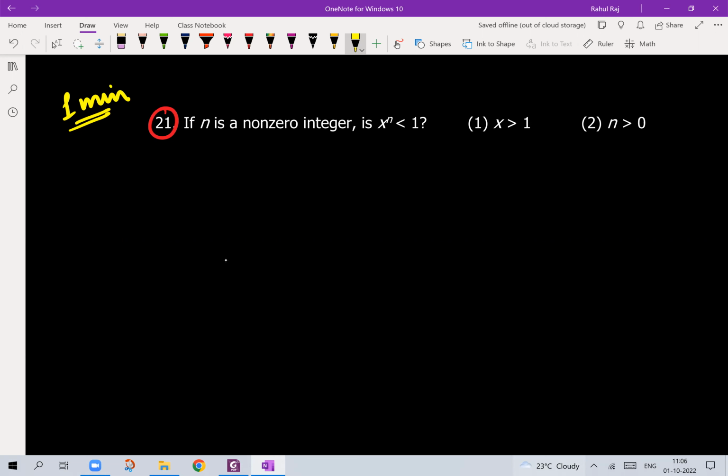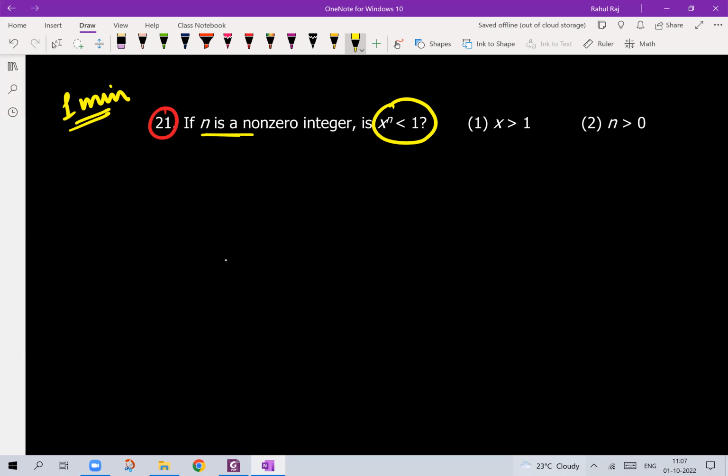So, if we combined 1 and 2, then definitely x to the power n will be greater than 1. Perfect. 100% right. So it's a confirmed no answer, right? So C is the right answer because it says, is x to the power n less than 1.